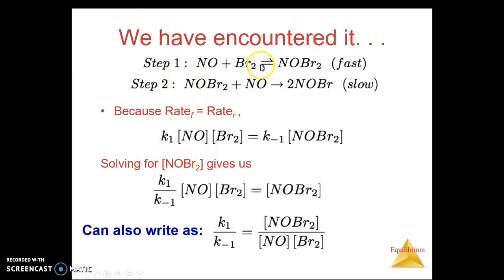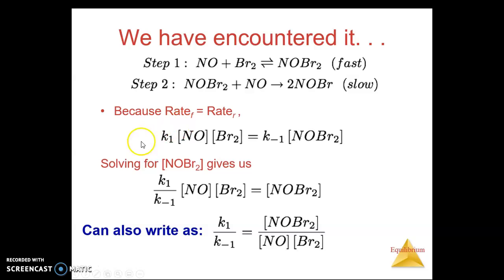Now, if a chemical reaction is at equilibrium, then we are forming products as fast as the products are breaking up to form reactants. That is, the rates of forward and reverse reaction are the same. That's the definition of equilibrium.